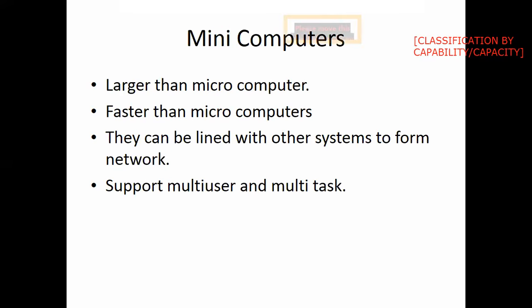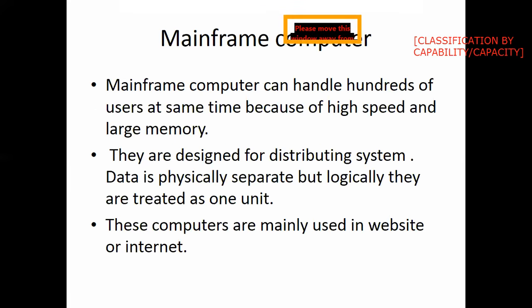Moving on, the next class of computers is the minicomputers. In comparison to the microcomputers, these are larger. They are also faster than microcomputers. In addition, they do support more than one user at a time. So that is minicomputers. In comparison with the microcomputers, these are faster, and they have a bigger storage capacity.